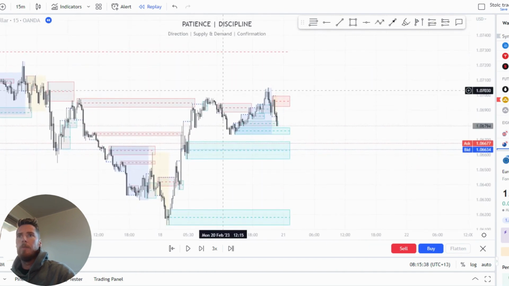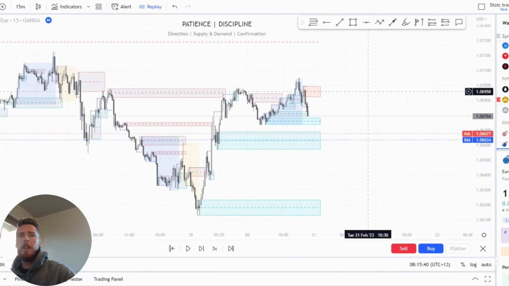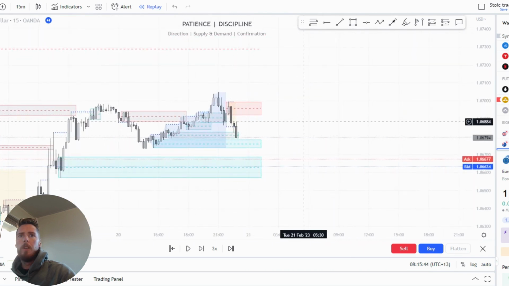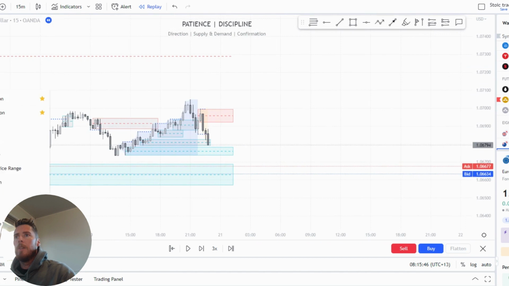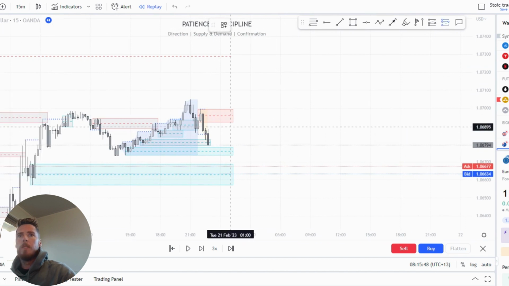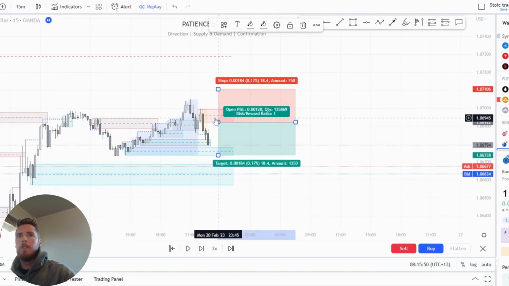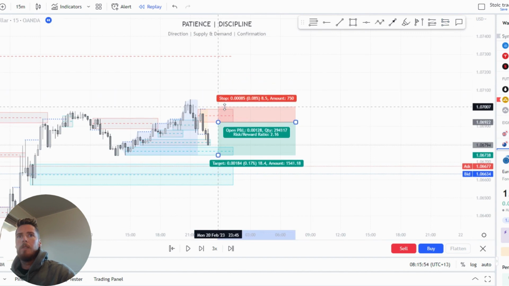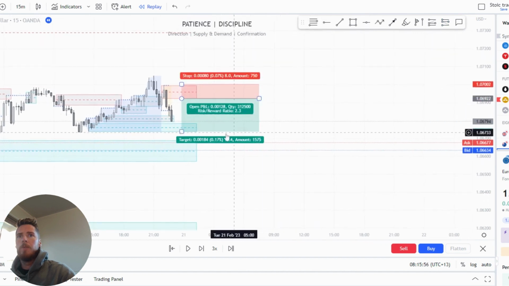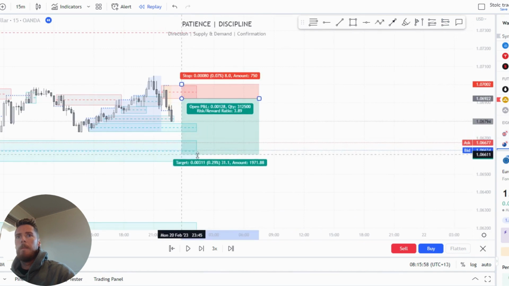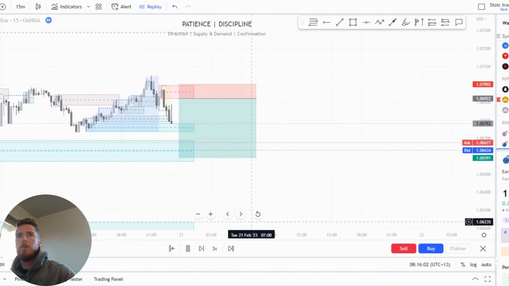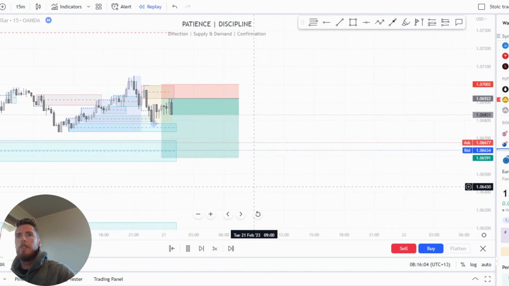I think we were coming into a 4-hour supply zone. So just for fun, we have this supply zone here on the 15-minute. Let's throw a trade onto that and see what it comes out at. Will we come down here? Yeah, sure, we'll come down to there. Let's just go 1 to 4. I don't know what this is going to do. We'll see. But this is the idea, guys. You can start to test.